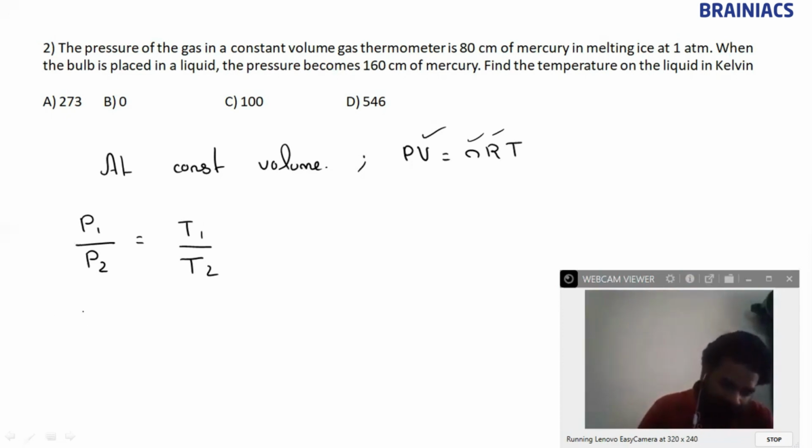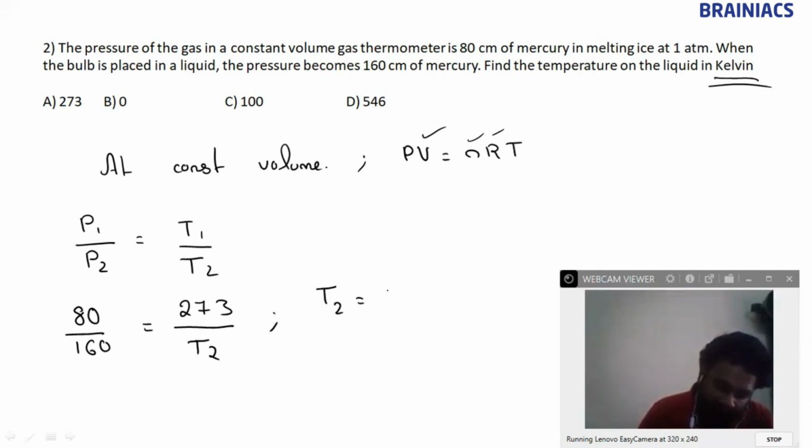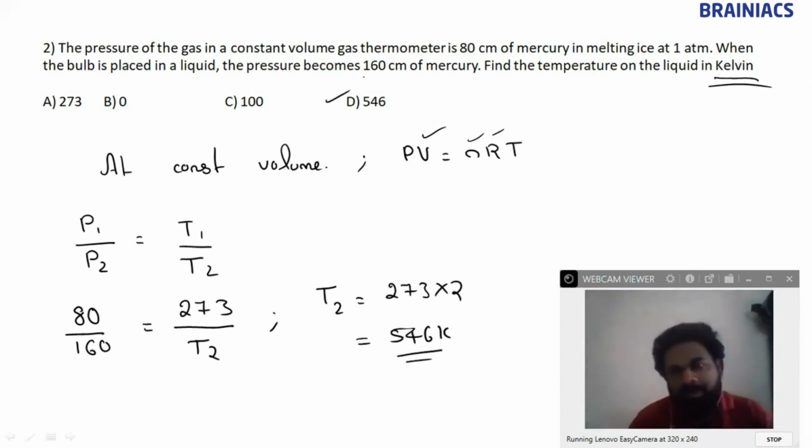So 80 centimeter of mercury divided by P2, which is 160 centimeter, and melting ice is at 0 degrees Celsius. Since the answer we need is in Kelvin, 273 divided by T2. So T2 is equal to what? 273 into 2. So this is going to be 546 Kelvin. So in between, even without applying the thermometer formulae, we can find the answer.